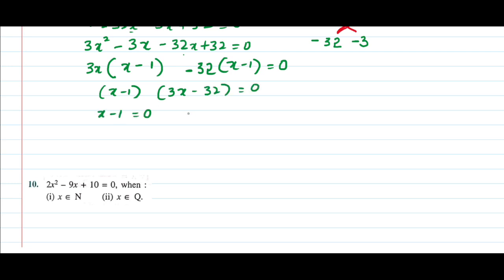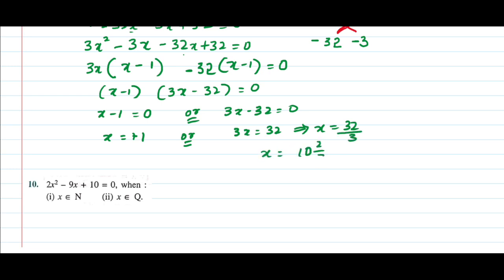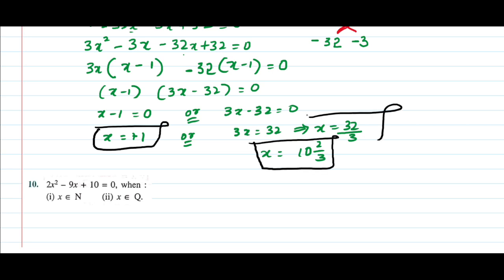x minus 1 equals 0, or 3x minus 32 equals 0. I'll get x is equal to minus 1, sorry, plus 1, or 3x is equal to 32 and x is equal to 32 divided by 3. I'll get x is equal to 10 integer 2 by 3. So these two are the answers, that is x is equal to plus 1 and x is equal to 10 integer 2 by 3, or you can just write it as x is equal to 32 divided by 3.